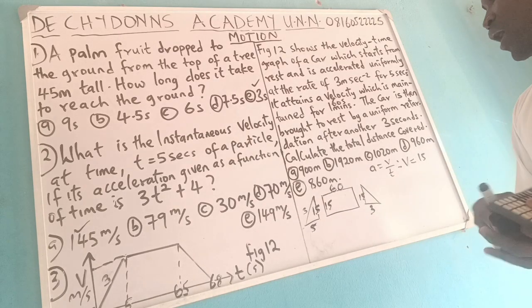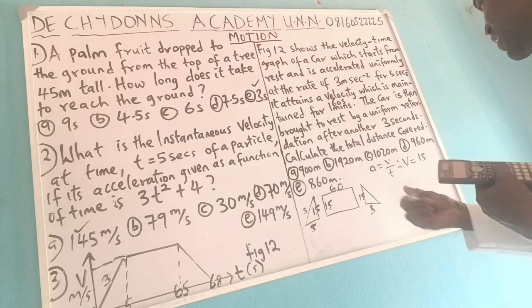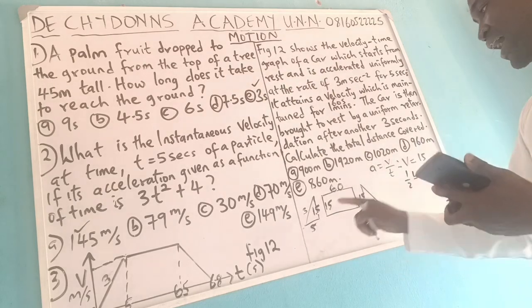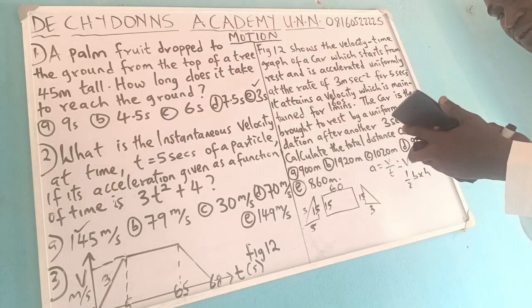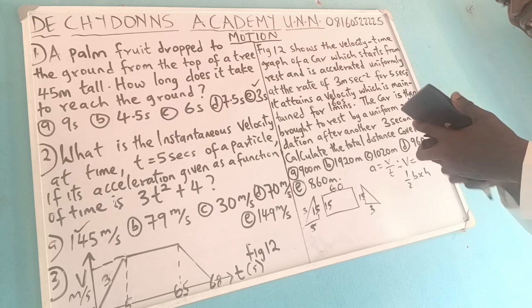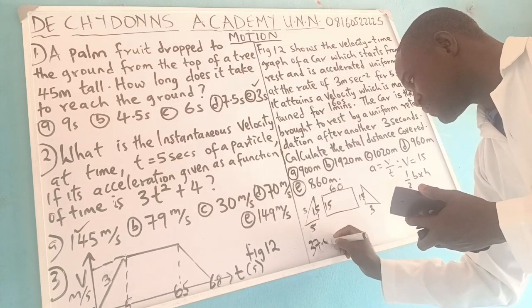What is the area of a triangle? We say half base times height, where the base is 5 and the height is 15. We say 15 times 5 divided by 2. That is half base times height. So this will give me 37.5.